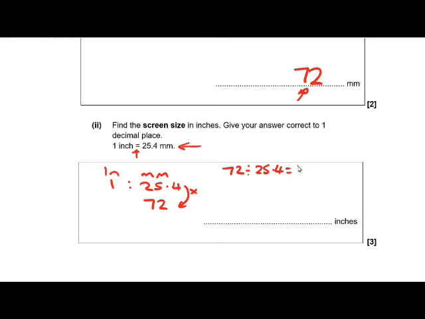Now the number on the calculator is very long. Because we want it correct to 1 decimal place, let's just put 2 decimal places down and round it from here. So rounded, it is 2.8. So let's multiply by 2.8 and then our answer is accurate to 1 decimal place. So we get 2.8 inches as our answer.